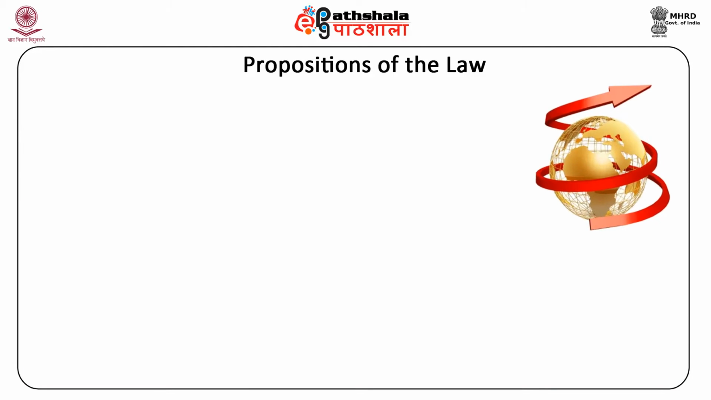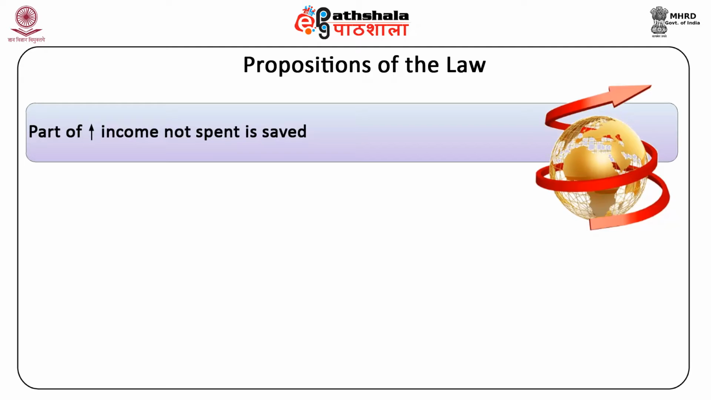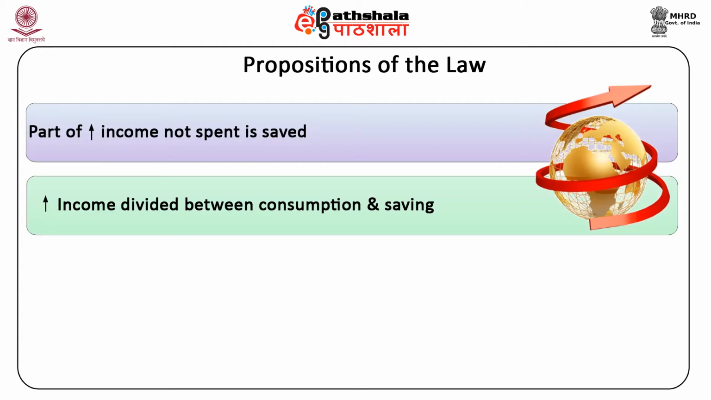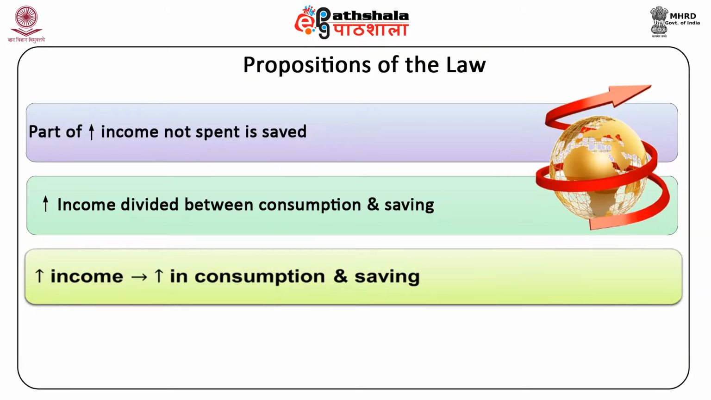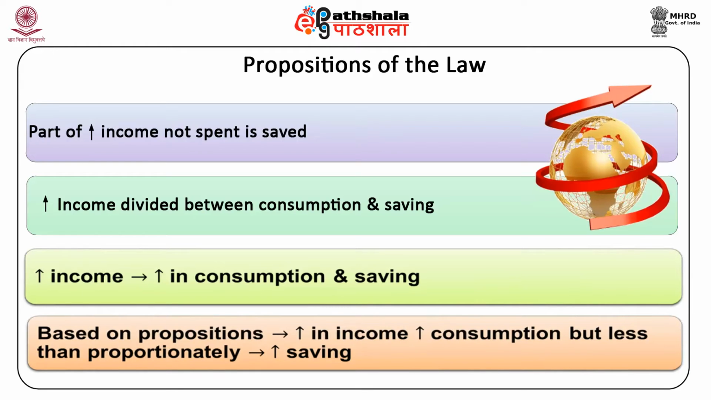Second, the part of the increased income that is not spent is saved. Thus, the increased income is divided between consumption and savings. Third, an increase in income always leads to an increase in both consumption and saving. This is based on the earlier propositions because an increase in income increases consumption but less than proportionately, which leads to an increase in savings.